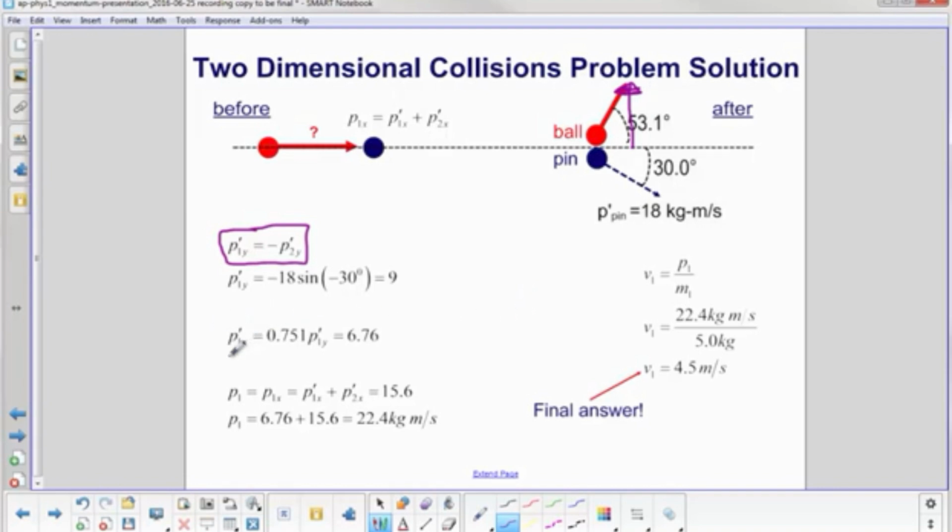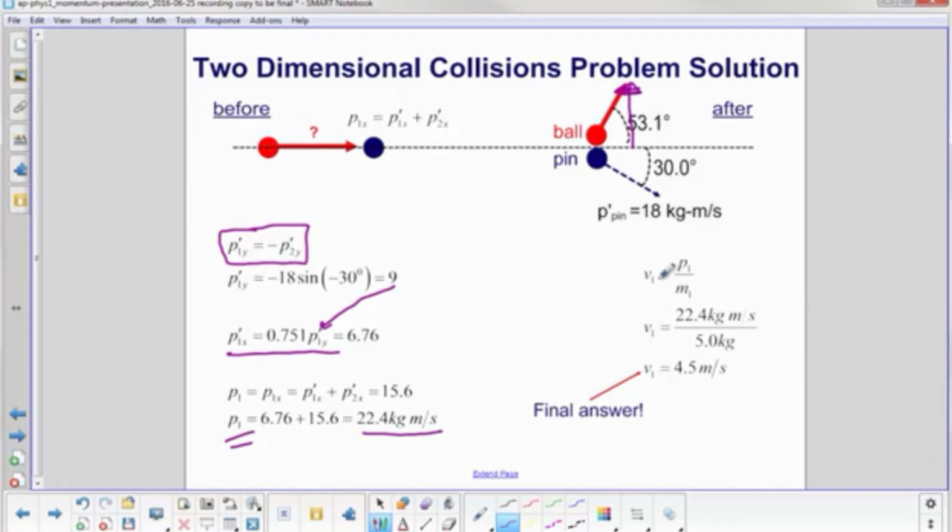Now go back to the previous slide where we had p prime 1x was 0.751 times p prime 1y. We carry out the multiplication, put the number in right there, and you get 6.76. We now know p prime 1x, and we know p prime 2x from the previous page. We substitute the numbers in. 6.76 comes here, we found 15.6 on the previous page, and we now know that p1x, which is also the total momentum here because you have no momentum in the y direction, is 22.4 kilogram meters per second. Told you we'd put the units back in at the end.